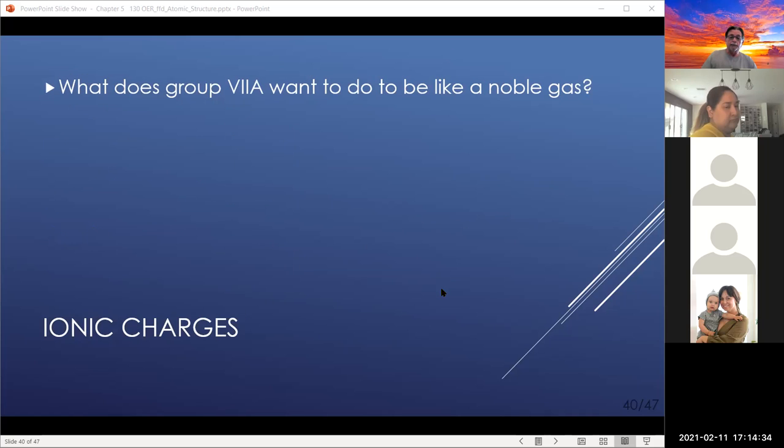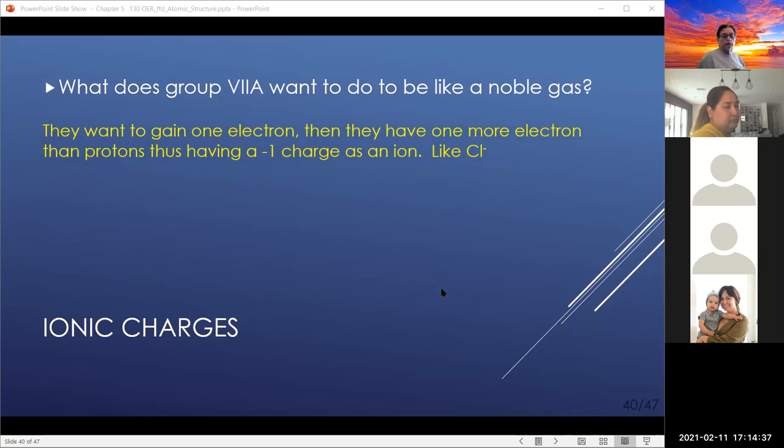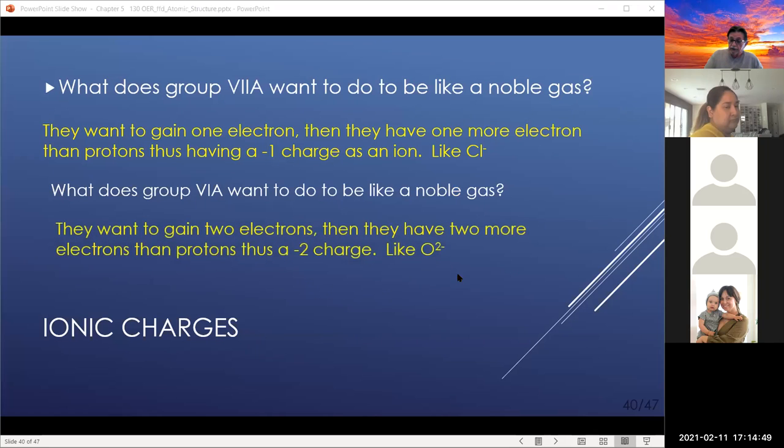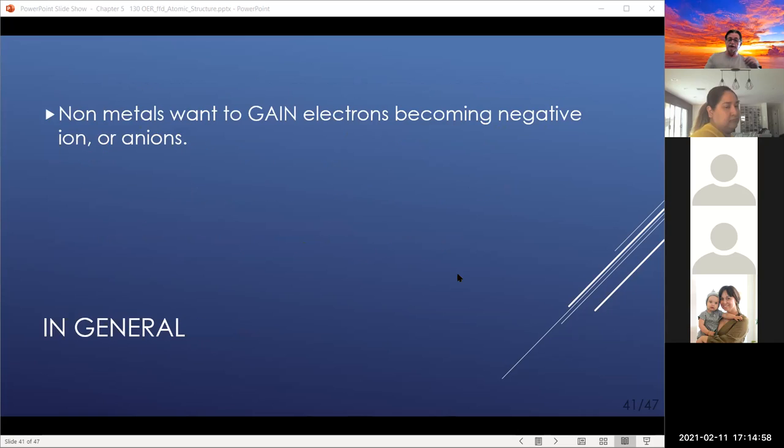All right, so what does group 7 want to do to be a noble gas? Well, to do that, it wants to pick up 1 electron. Group 6 wants to pick up 2 electrons, and group 5 will want to pick up 3 electrons.